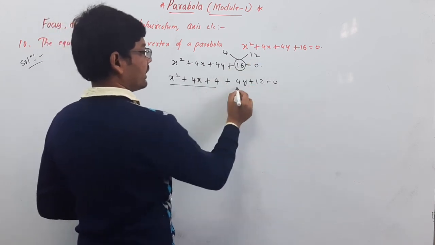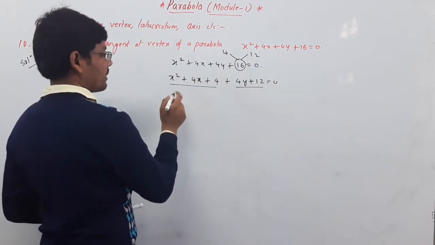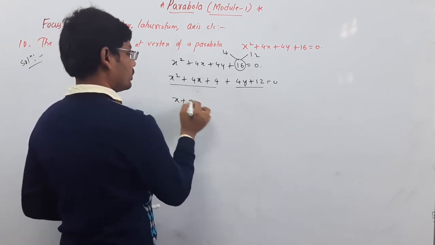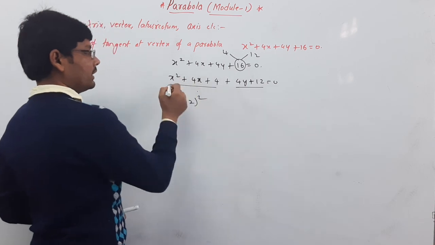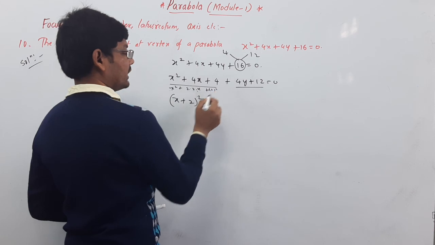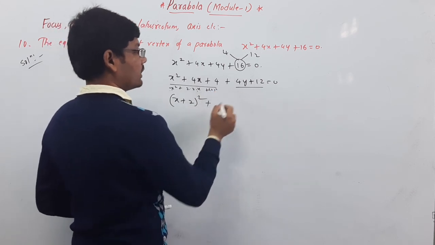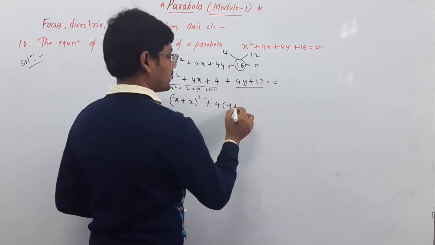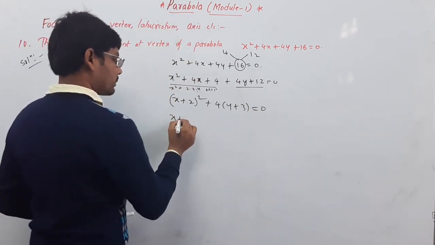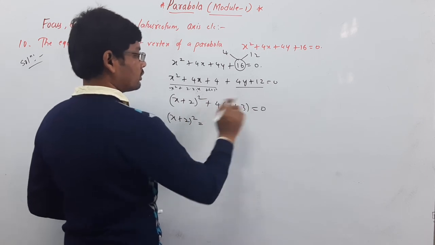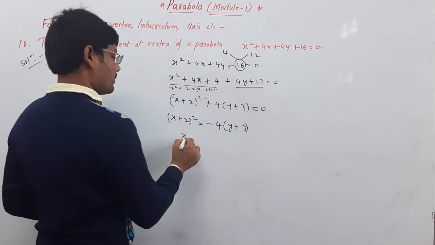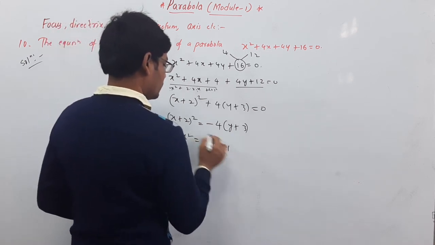If you observe this, the first three terms are in the form of a square plus 2ab plus b square, that is (x plus 2) whole square. I am writing here x square plus 2 into 2x plus 2 whole square, that is nothing but (x plus 2) whole square, plus if you take 4 as common here, 4 into (y plus 3) is equal to 0. So if I send this whole term to the right hand side, it is in the form of x square is equal to minus 4ay.